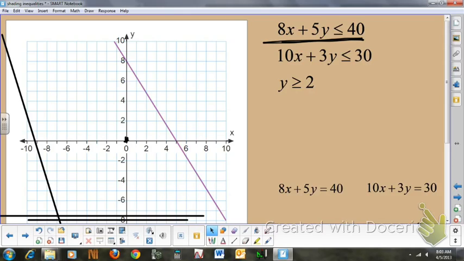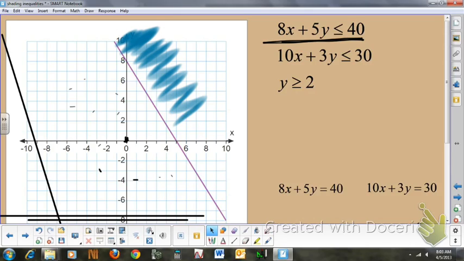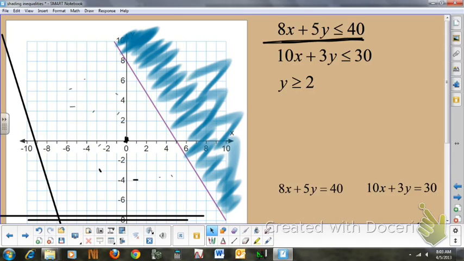So any point over here will work. So what we do is we want to shade away from the solution side. So we shade this side of the inequality.